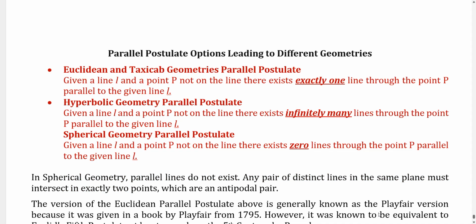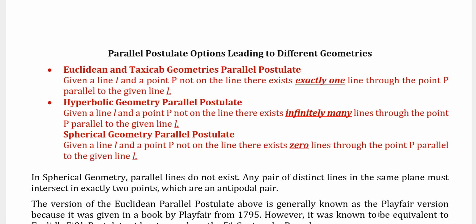So here are three different versions of a parallel postulate. For Euclidean and taxicab geometries, we have the Euclidean parallel postulate. Given a line L and a point P not on that line, there exists exactly one line through the point P parallel to the given line L. That's our normal Euclidean parallel postulate.